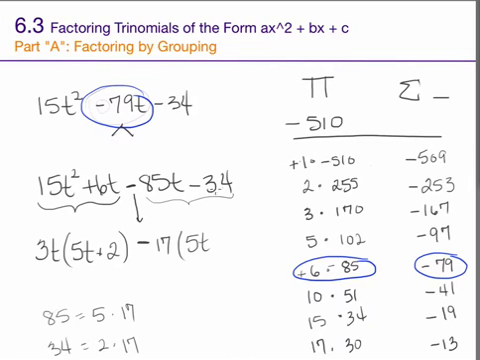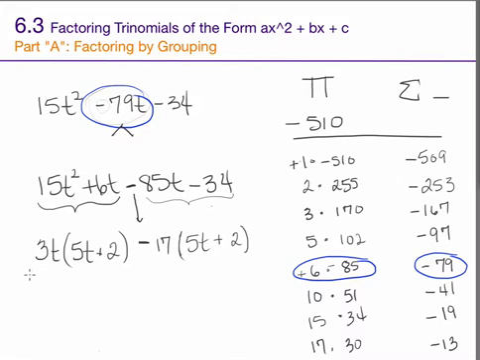Now, how can I write 34 as 17 times something? 17 times 2. And here's that minus thing again. I have to be careful here. What I'm really doing is saying, what do I have to multiply negative 17 by to get negative 34? A negative times a positive gives me a negative.